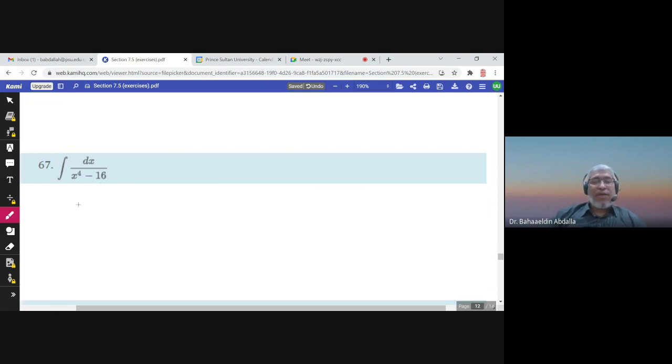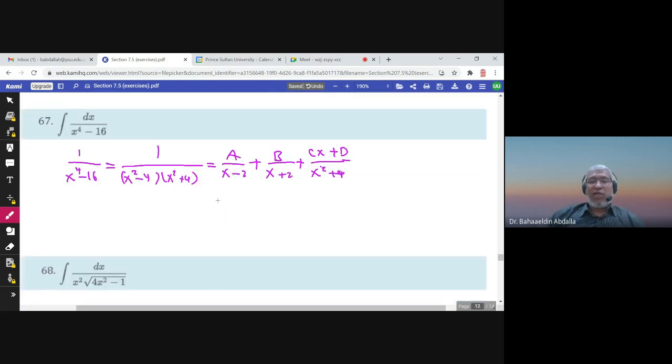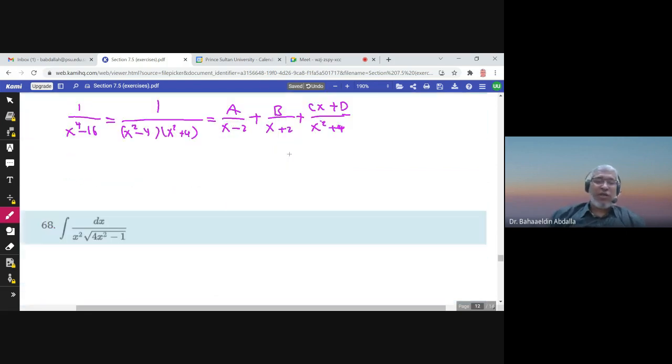Well, here, x to the power 4 minus 16 is factored into x squared minus 4 times x squared plus 4. And then x squared minus 4 can be factored into x minus 2, x plus 2, and x squared plus 4 is an irreducible factor. And now you solve this. Continue like section 7.4, find a, b, c, d, and then find the integrals.